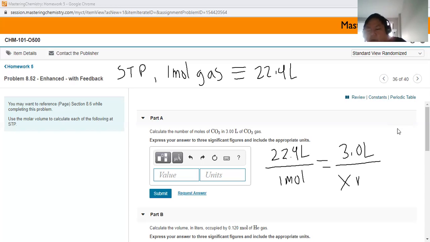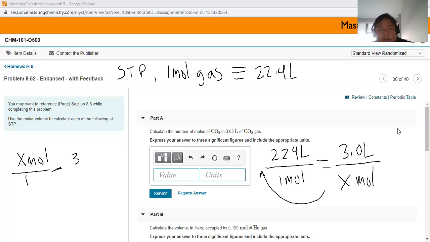So we're going to multiply both sides by our X mole, so that's going to move that over here. And then we're going to divide both sides by our 22.4 liters. So then what we're going to get is our unknown mole, divided by 1, equals 3 liters divided by 22.4 liters. So I simply go to my calculator and type in 3 divided by 22.4, and I get my X mole.